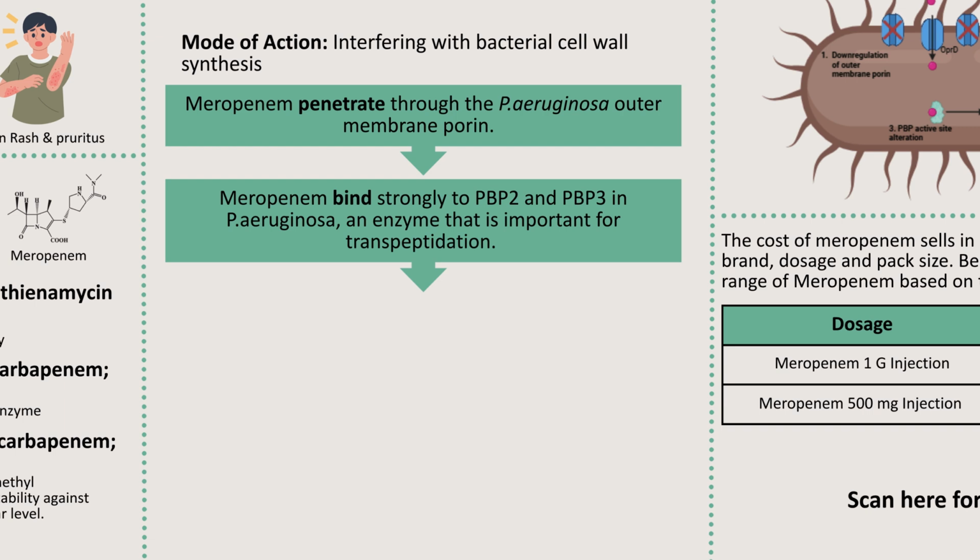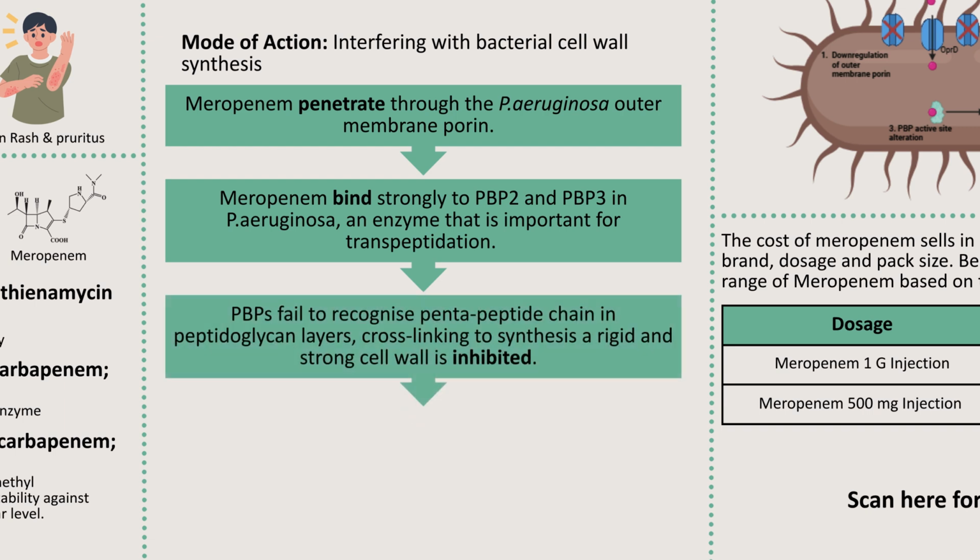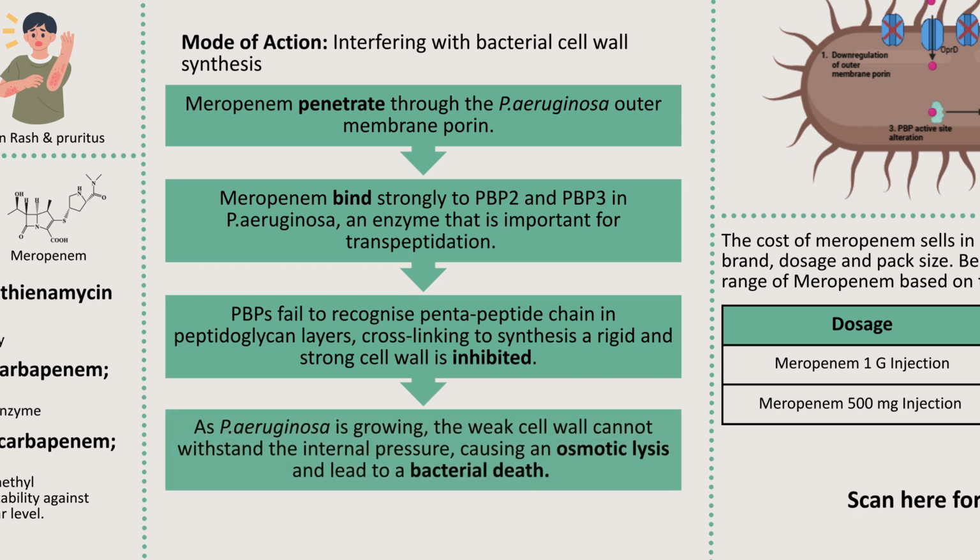These PBPs function as transpeptidases, enzymes essential for creating crosslinks in the peptidoglycan layer of the bacterial cell wall. By binding to PBPs, Meropenem inhibits transpeptidation. Failure to recognize the pentapeptide chains leads to inhibition of cross-linkage in the peptidoglycan layer. As a result, the bacterial cell fails to form a strong and rigid cell wall. As P. aeruginosa continues to grow, internal osmotic pressure increases. But the weakened cell wall cannot withstand the pressure, leading to osmotic lysis and bacterial death.